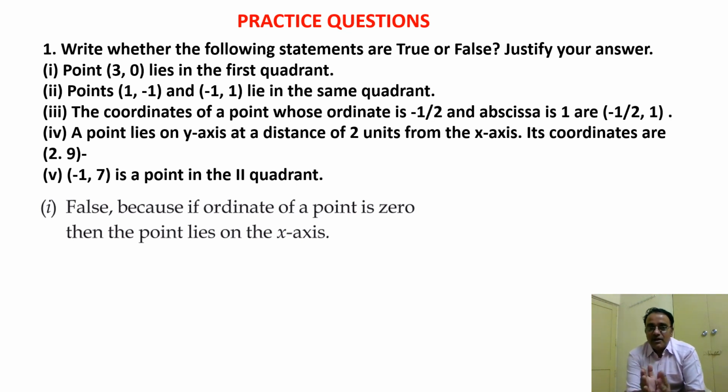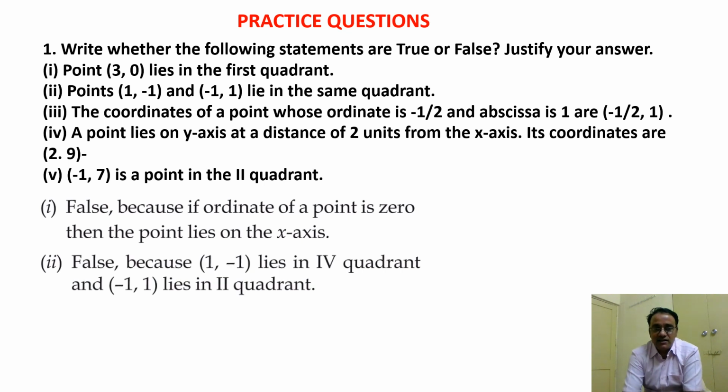Next, points (1, -1) and (-1, 1) lie in the same quadrant. No, because (1, -1), sorry, belongs to the fourth quadrant, because the value of x is on the right hand side and the value of y is below. Right hand side below is the fourth quadrant, and (-1, 1) belongs to the second quadrant. So the quadrants of the two are different.